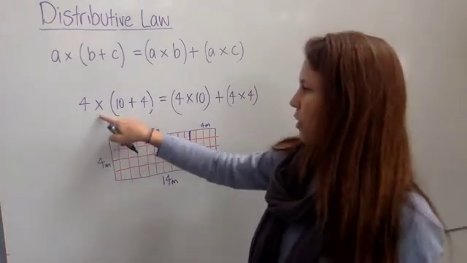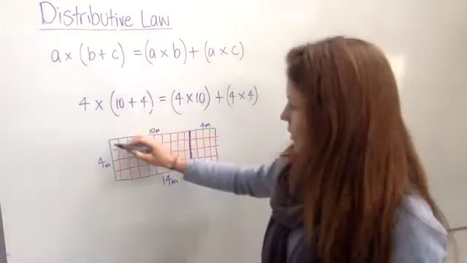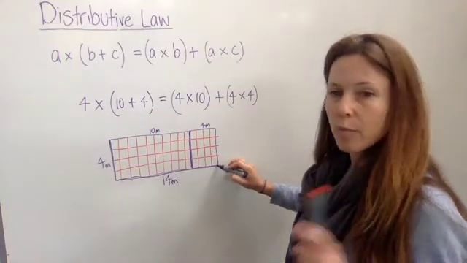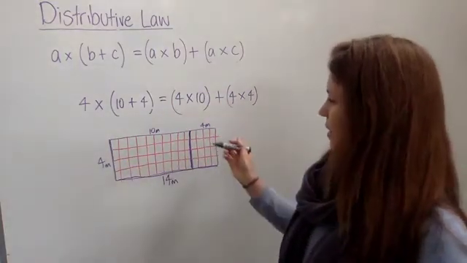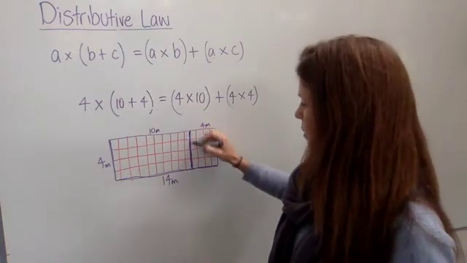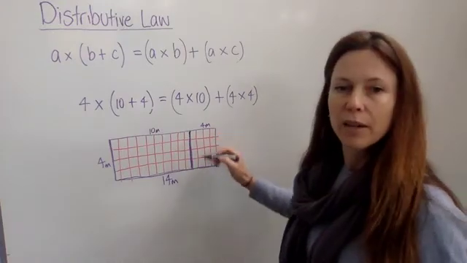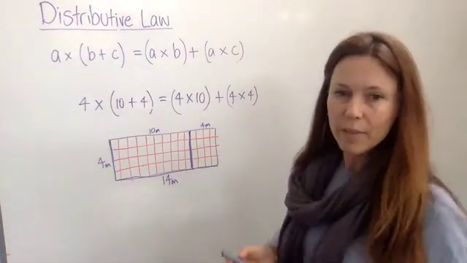It shows that 4 lots of 14 is in the picture because we've got 4 here times 14 columns there. But at the same time, it shows that that's equal to 4 lots of 10, because that's just this part, plus 4 lots of 4, which is just this part. So your picture needs to look something like this.